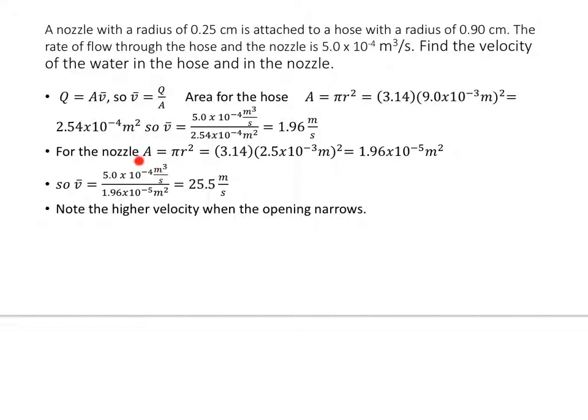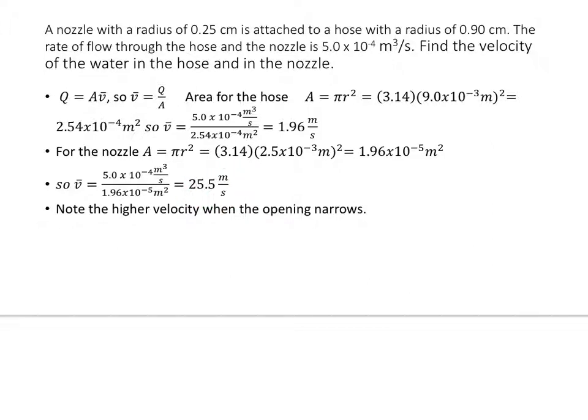Again, we've got to compute the cross-sectional area of the nozzle. So that, again, is pi r squared. Here, this is 0.25 centimeters. We convert that to meters: 2.5 times 10 to the negative 3. We square that. That gives us a cross-sectional area of 1.96 times 10 to the negative 5 square meters. Now we can compute the average velocity. We divide the flow rate by that area, and we get 25.5 meters per second.